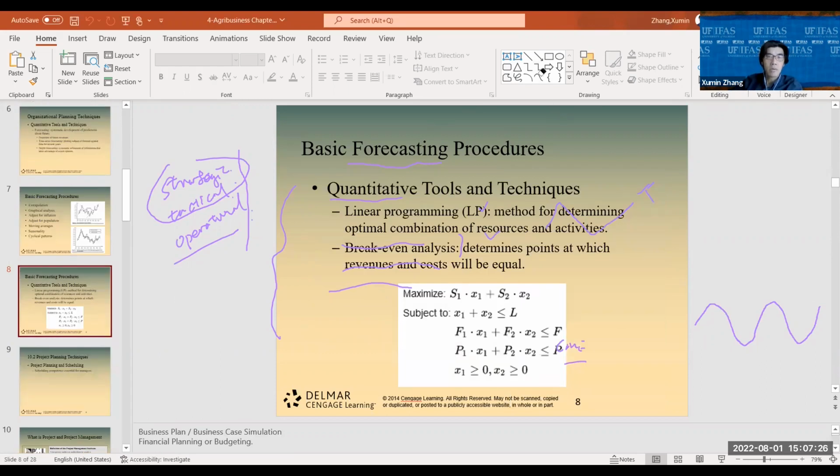Other things, like what we call linear programming, all right? This is another mathematical way to predict, right? Try to find the optimal combination of resources and activities. So for example, we have, let's say, labor, capital, raw material, and how we can achieve the highest production by having those constraints. Okay, the very last one is the break-even analysis.